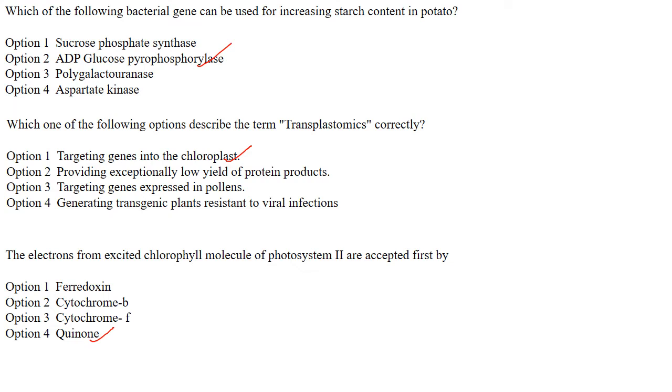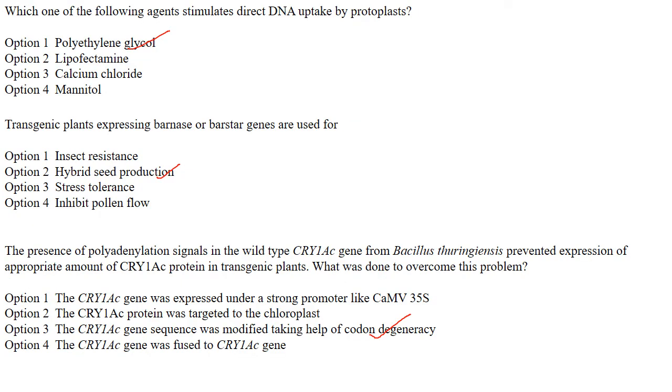Which one of the following options describes the term transplastomics correctly? Targeting genes into chloroplast. That itself is correct. Option 1 is correct. The electrons from excited chlorophyll molecule of photosystem 2 are accepted first by the quinone. Answer is option 4. Then, which one of the following agents stimulates direct DNA uptake by protoplast? It is polyethylene glycol.